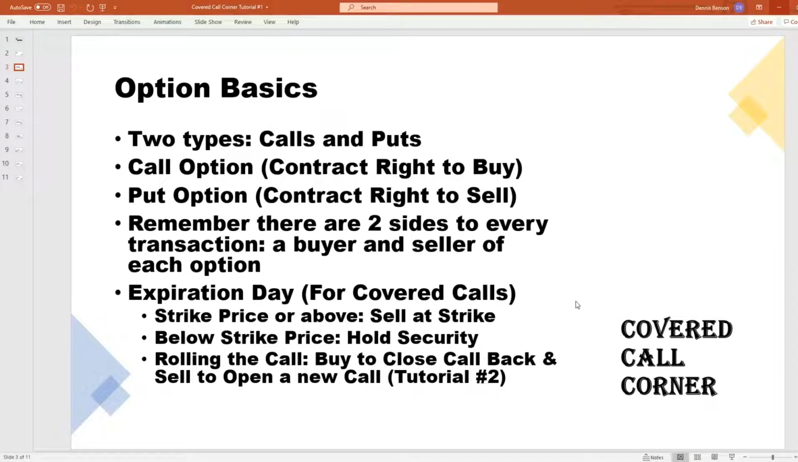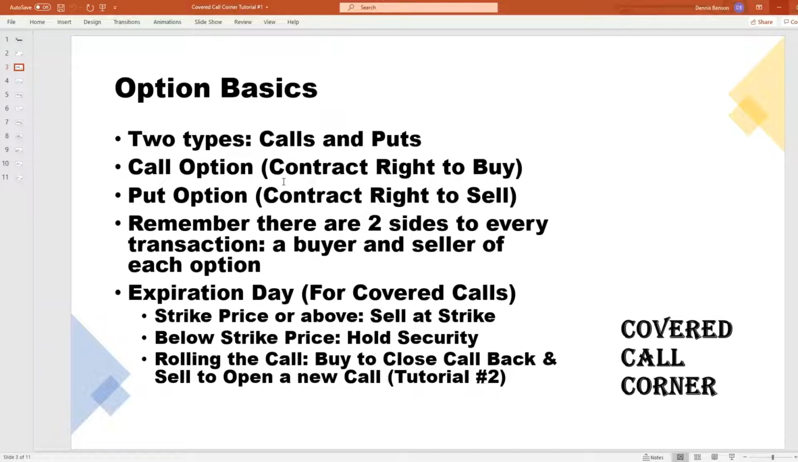So let's start with some option basics. There are 2 types of options. There are calls and puts. First of all, option contracts are just that, they're contracts. If you buy a call contract, you're purchasing the right to buy 100 shares of that stock at the strike price or agreed price by a certain date, and that date is known as expiration. Now, put options are the exact opposite. You buy the right to sell 100 shares of that stock or ETF at the strike price by the expiration date. Now, those are the 2 definitions.